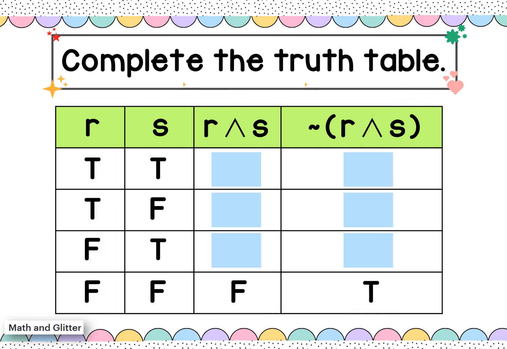Let's look at another one. We have our R and our S already set up. There's an and, that's a conjunction. They both have to be true. So we have a true there. The other two are going to be false.